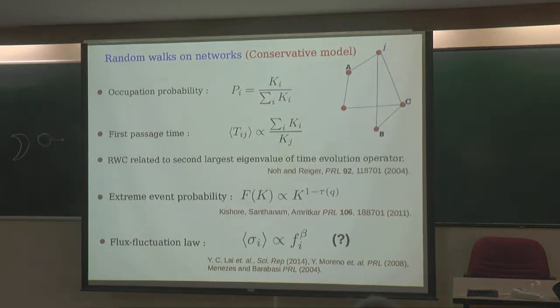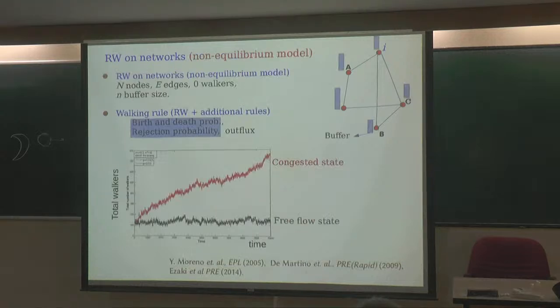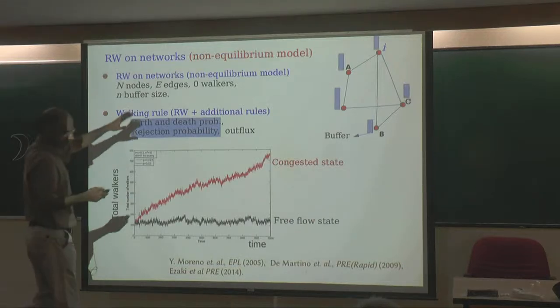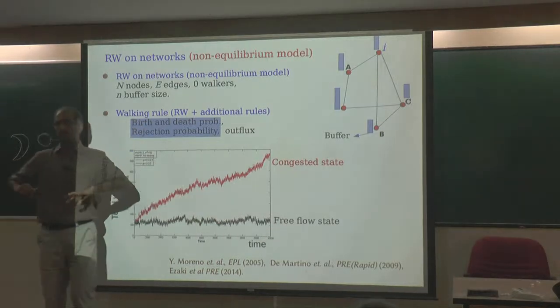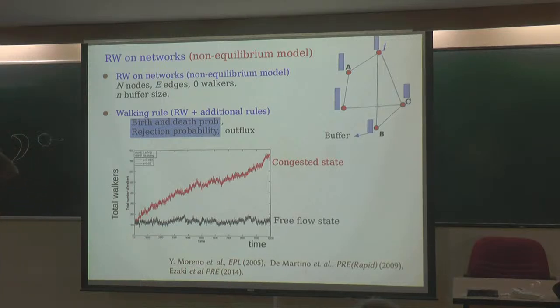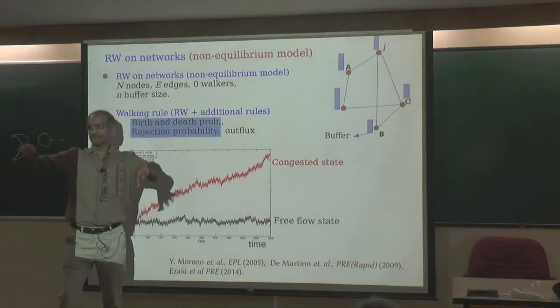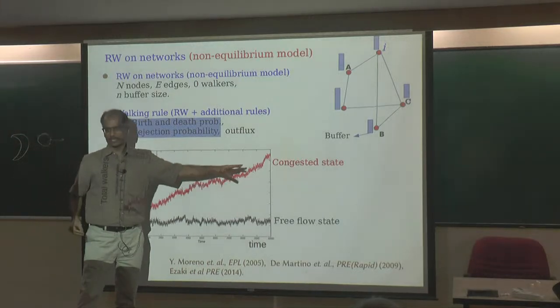First passage time is known. Many other quantities are exactly known. Whereas in the case of the non-equilibrium model, most of these are not known exactly. But what it gives rise to is two different kinds of possibilities. One, you can have a free flow state, meaning that walkers are moving on the network. So you remember that you have these buffers. So it is possible that buffers are full everywhere and you are in a congested state.